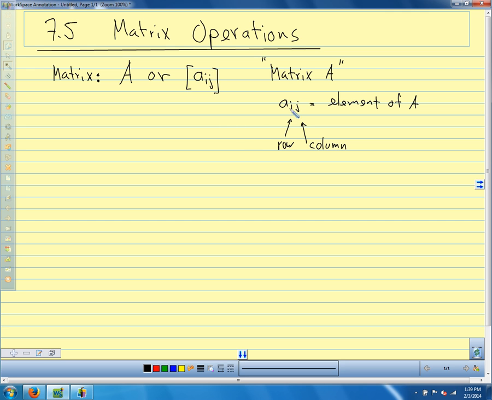So the Aij by itself is an element. Aij in brackets refers to the entire matrix A.